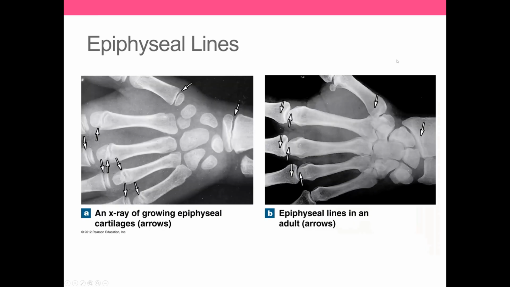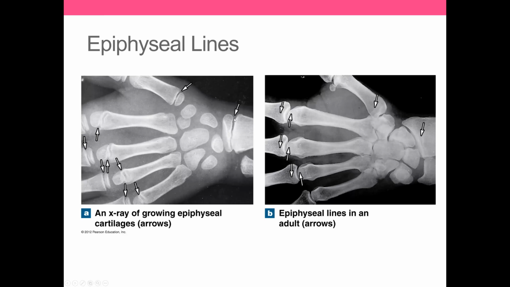Here are a couple of pictures of x-rays to show you the epiphyseal cartilages. If you look at a person who is still growing and you look at an x-ray, you can actually see a space at the epiphyses of their bones. That is where you have cartilage. So there is still cartilage there, which means that bone is still elongating or getting longer.